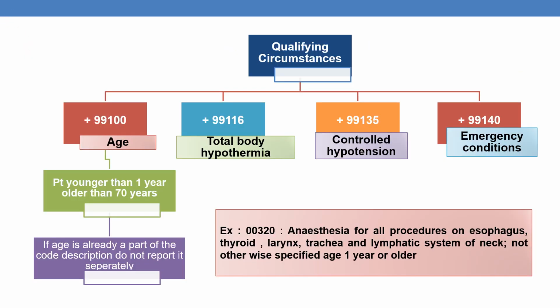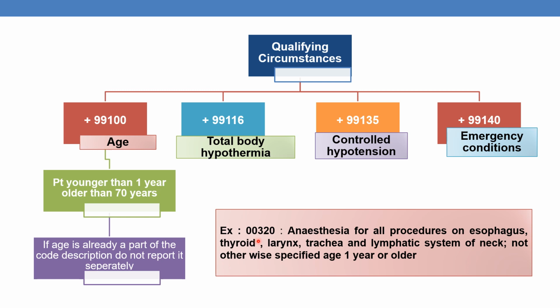And there are qualifying circumstances also. In our case, we have one qualifying circumstance, that is age. The codes for qualifying circumstances are all add-on codes, hence they are indicated by a plus sign. Plus 99100 for age, if the patient is younger than 1 year or older than 70 years. Then you need to code this add-on code plus 99100. One exception is if the age is already a part of the code description, do not report it separately.